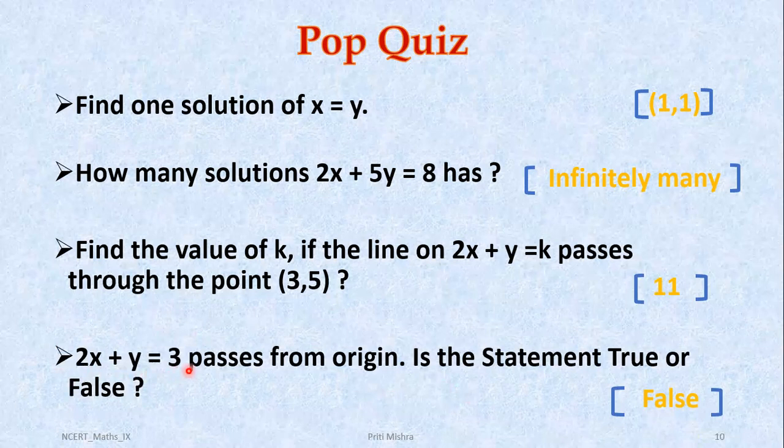A line which passes through the origin will always be absent of the constant term. It means it will always be like x equals y, minus x equals y, and y equals minus x. Like this, we can have lines which are passing through the origin.